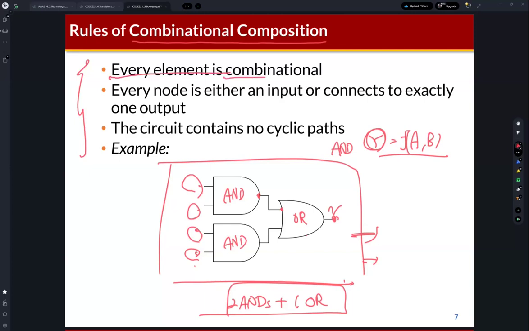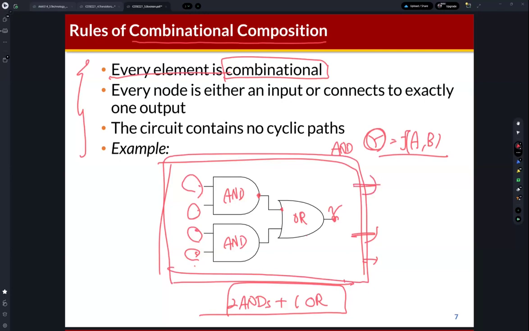Every element is combinational. In this example, this large circuit includes two AND gates and one OR gate. As I mentioned, an AND gate is a combinational logic and an OR gate is a combinational logic. So all elements are combinational. And every node, this is a node, this is a node. Every node is either an input or connected to exactly one output.